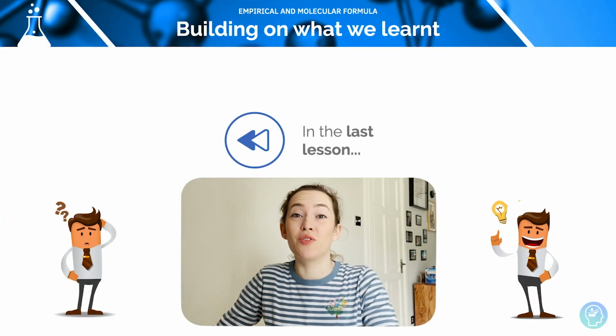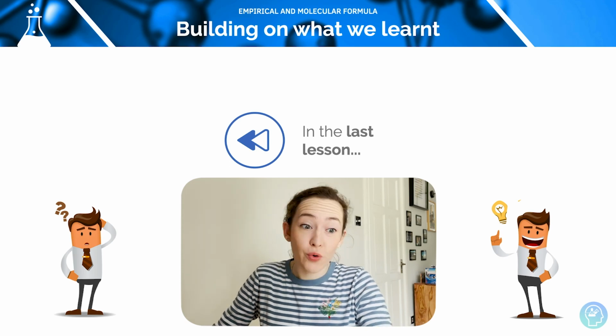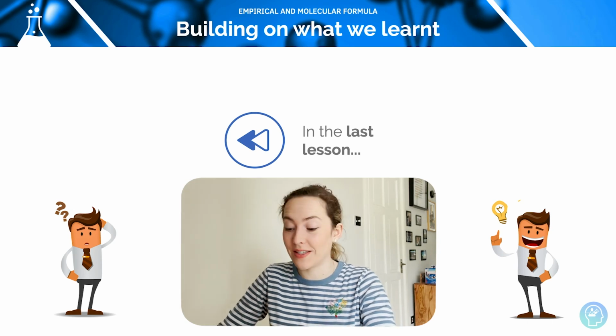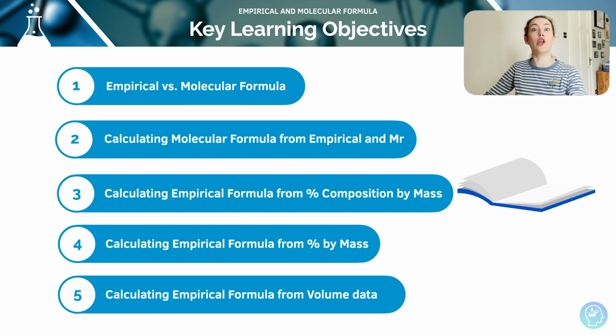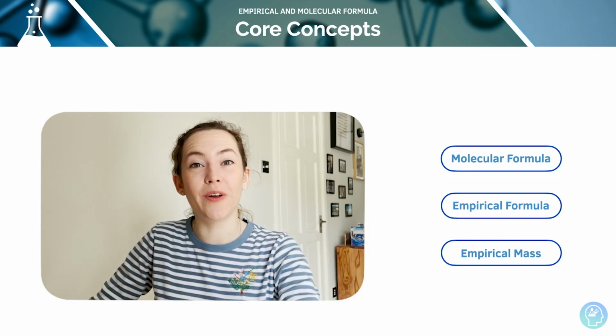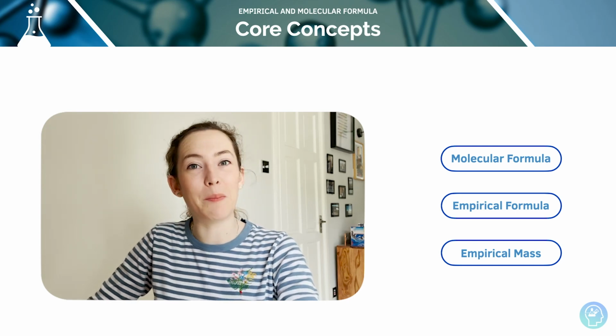Hi and welcome to this tutorial on empirical and molecular formula. In the previous tutorial, we learnt about the ideal gas equation, PV equals nRT, and its use in calculations. In this tutorial, we're going to look at lots of things, all to do with empirical formula. You can see here quite a lot of different types of calculations. The core concepts we're going to be studying are molecular formula, empirical formula, and empirical mass.